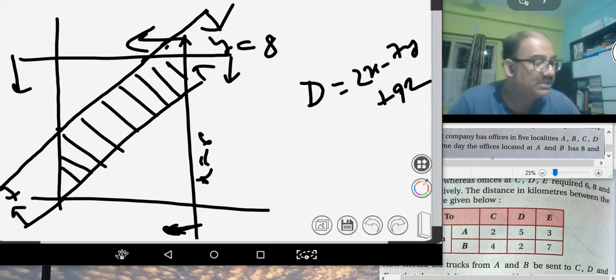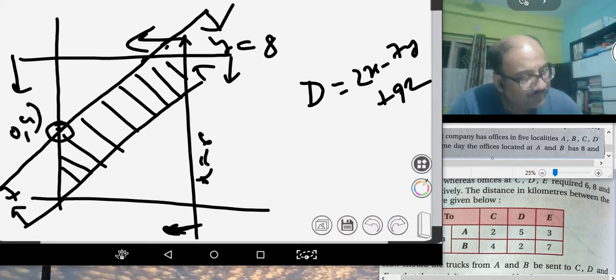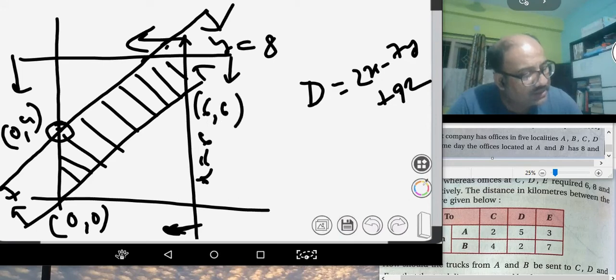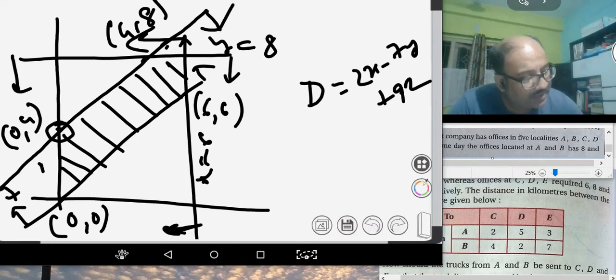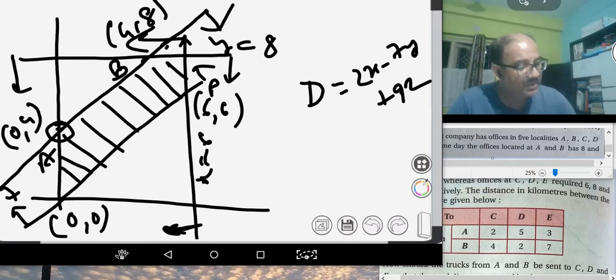this is our feasible region, and the points are: this is one point, 0 comma 4, this point is 0 0, that is the origin, this point is 6 comma 6, and this point is 4 comma 8. So these are the 4 points. If you name them, this point I'm naming as A, this point as B, this is P and O. So these are the feasible region.